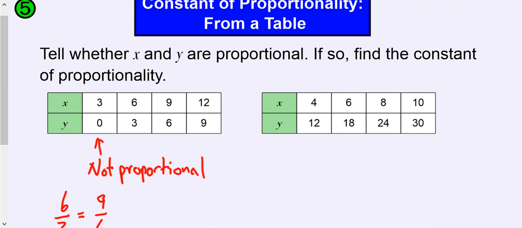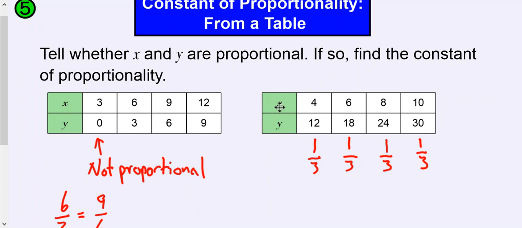Alright, then if we look at the other one, we have 4, 6, 8, and 10 for the x, and for the y is 12, 18, 24, and 30. If we look at 10 and 30, if we reduce by dividing by 10, we would get 1/3. 24 and 8, if we divide by 8, we would also get 1/3. 6 and 18, if we divide by 6, we get 1/3. 4 and 12, if we divide by 4, we get 1/3.